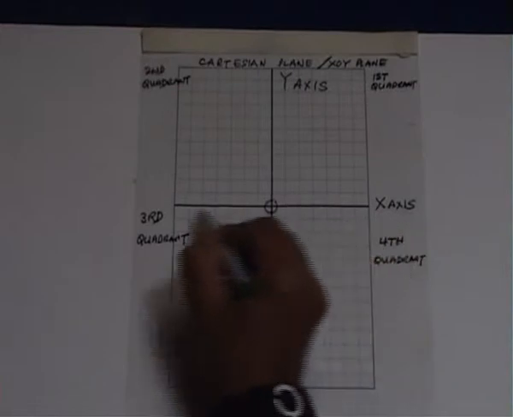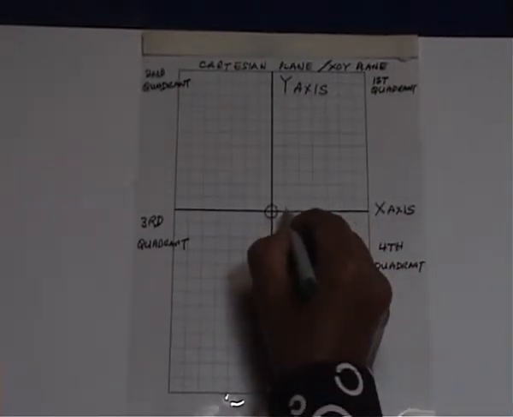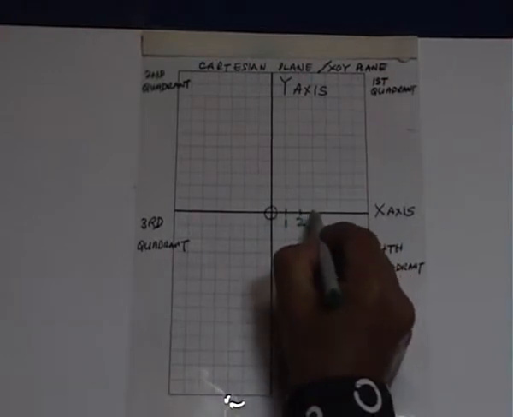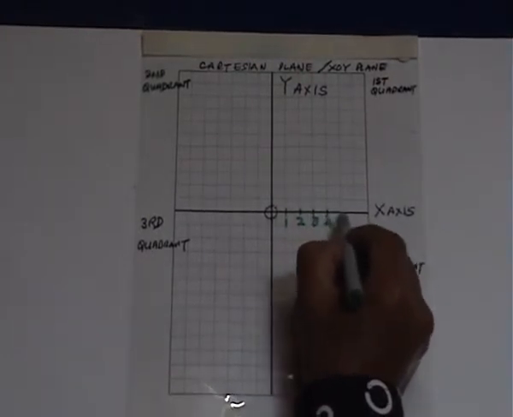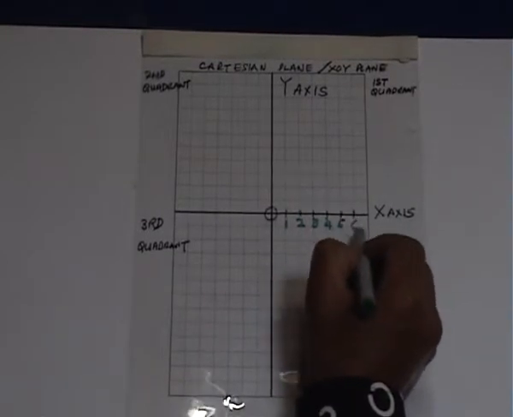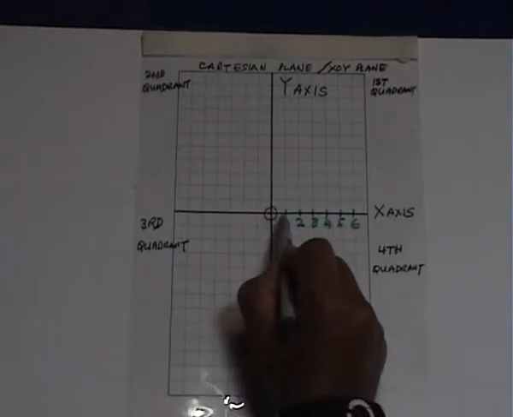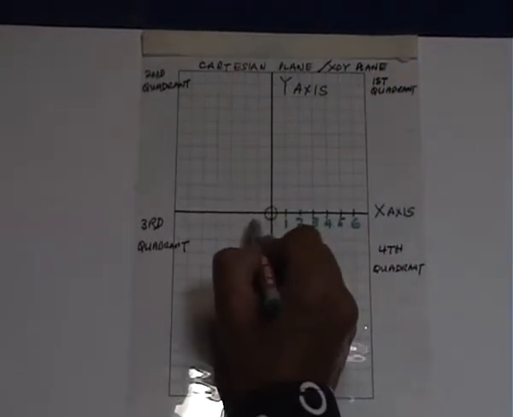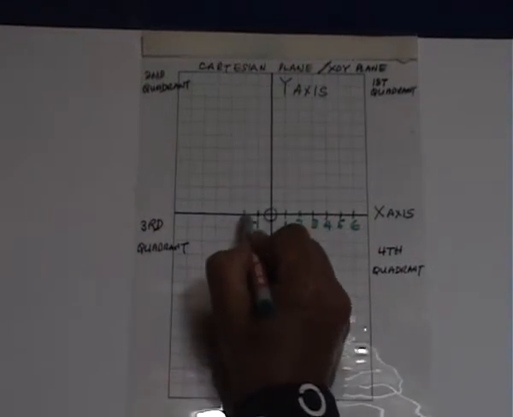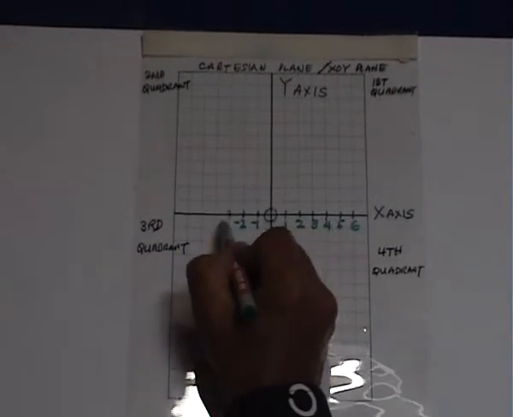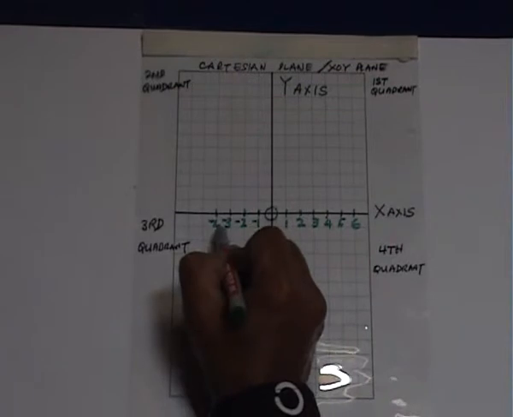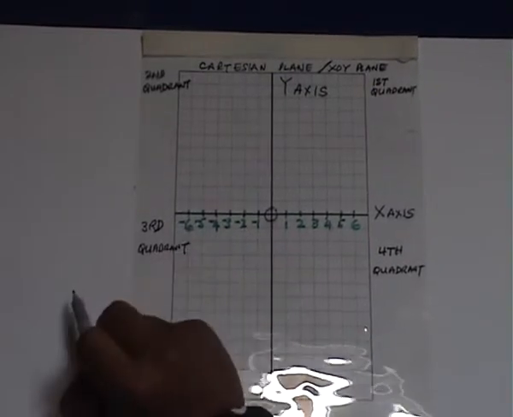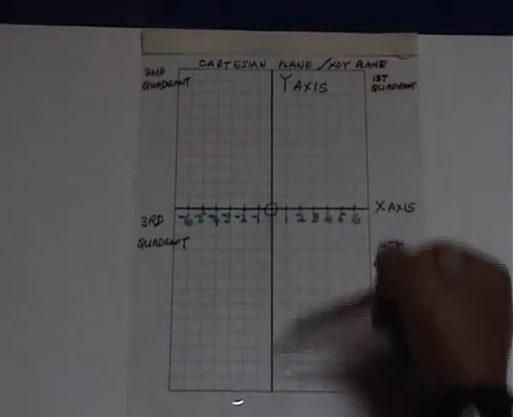Okay, now once we draw the axes, our next job is to label the axes. You see, this is 1, that's 2, that's 3, 4, 5, 6. In other words, the positive numbers on the x-axis are written on the right hand side of 0. On the left hand side we have -1, -2, -3, -4, -5, -6. So these are actually number lines.